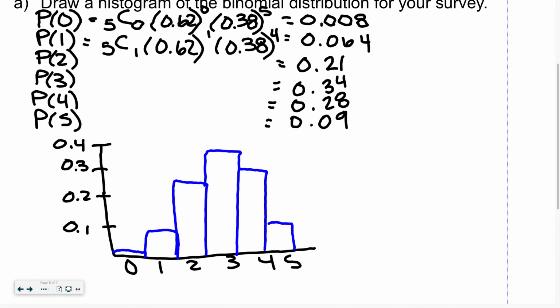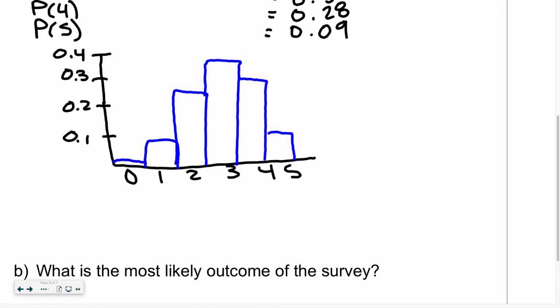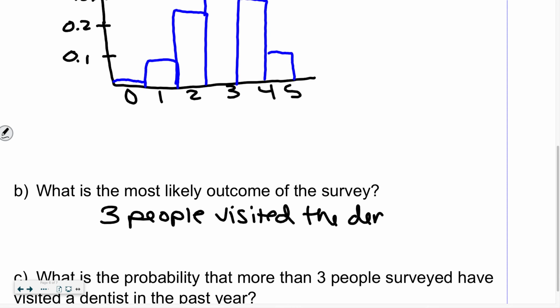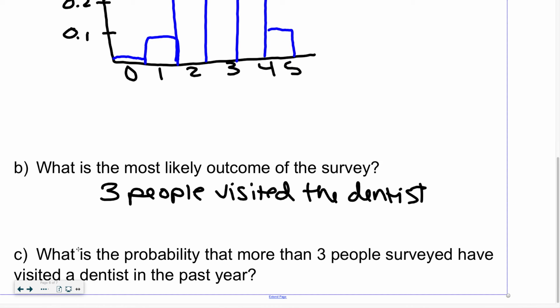Okay, can you answer the last couple questions? What's the most likely outcome? 3. 3 people go to the dentist. Some people are scared of the dentist. What's the probability that more than 3 people surveyed have visited a dentist in the past year?